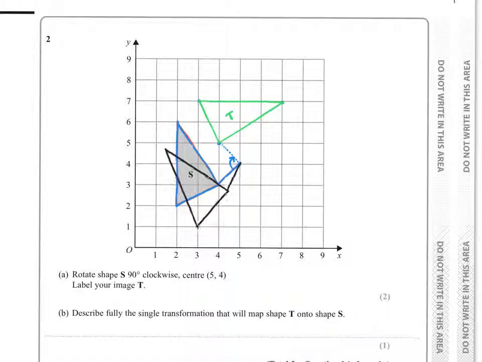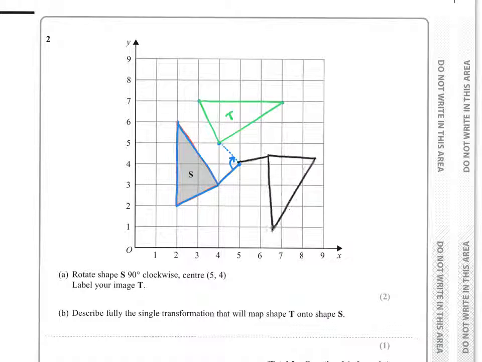Question 2. Part A says rotate shape S 90 degrees clockwise, center 5, 4, and label your image T. Well, I've done that for you, and if you wait for the rotation shape to start with S, it's coming up to it now. There we go, and then it's gone through 90 degrees, and now it is T. So you can have a look at that rotation there.